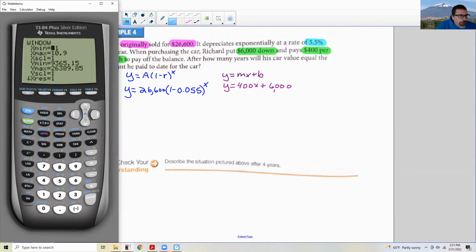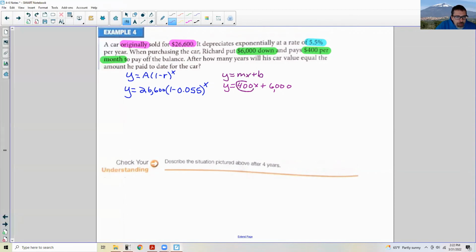I need to adjust my window. X minimum, I want to be 0. X maximum is however many months you're going to pay, and this is years. So I need to make a change right here. I just got thinking about that. Let me go back to y equals. This is a monthly payment right here. This is annual. So I need to multiply 400 times 12, and that is going to be 4,800.